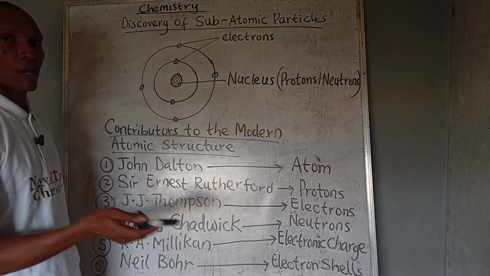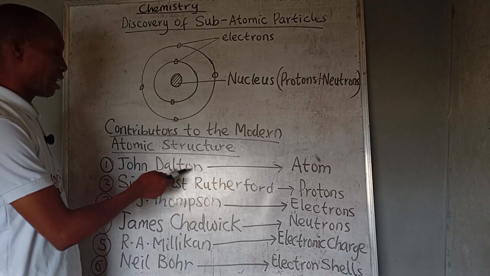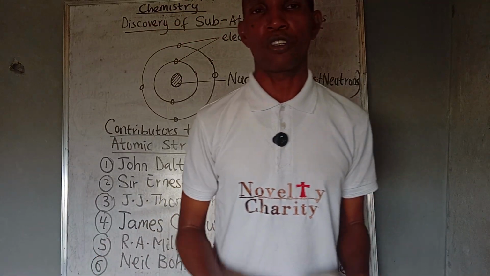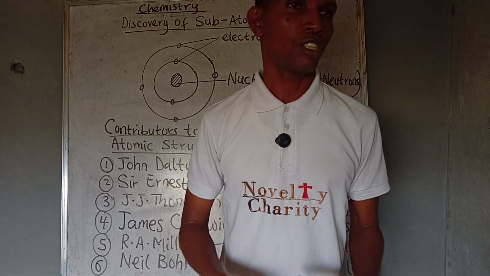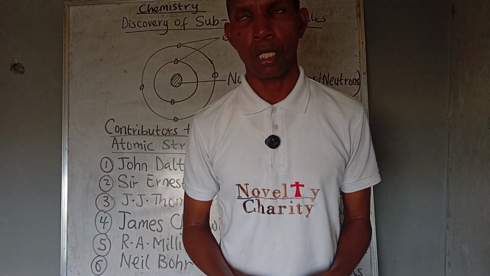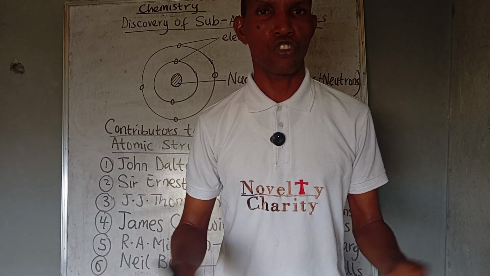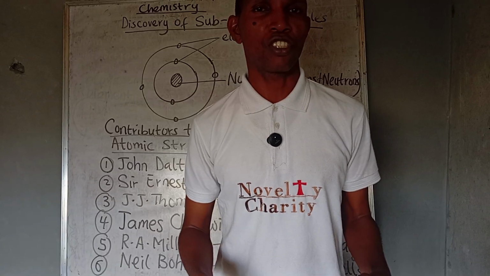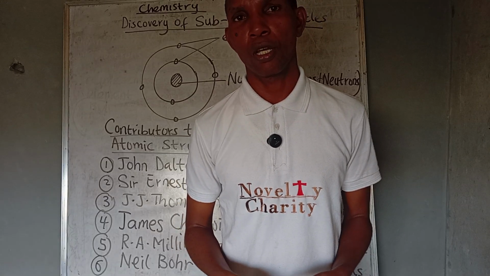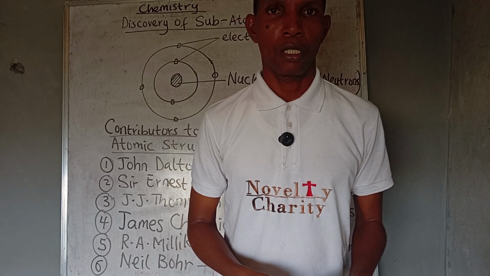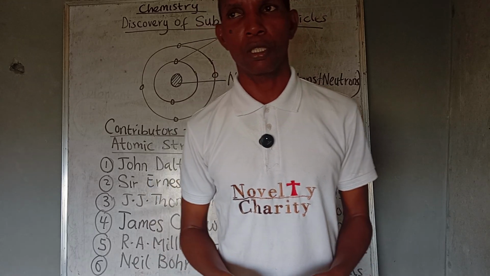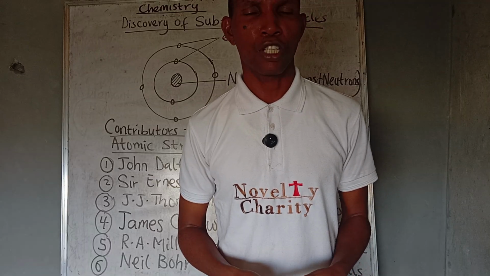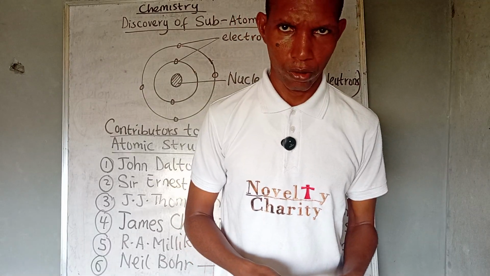The first scientist we are considering is John Dalton. How did he contribute to the modern atomic structure? He was the first to propound the atomic theory. The atomic theory assumes that, one, all elements consist of small indivisible particles called atoms. Then the second statement in that theory says atoms can neither be created nor destroyed.